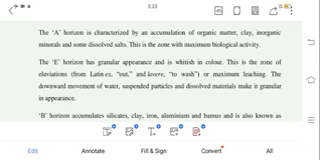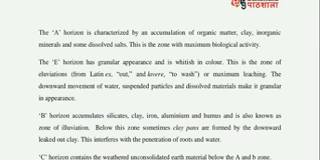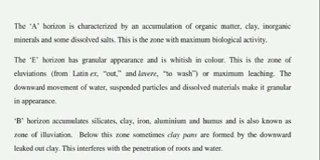So here, the A horizon is characterized by an accumulation of organic matter, clay, inorganic minerals, and some dissolved salts. This is the zone with maximum biological activity. The E zone has a granular appearance and it's whitish in color. This is a zone of eluviation, the maximum leaching, the downward movement of water. Suspended particles and dissolved minerals make it granular in appearance. B horizon accumulates silicates, clay, iron, aluminium and humus and is also known as the zone of illuviation.